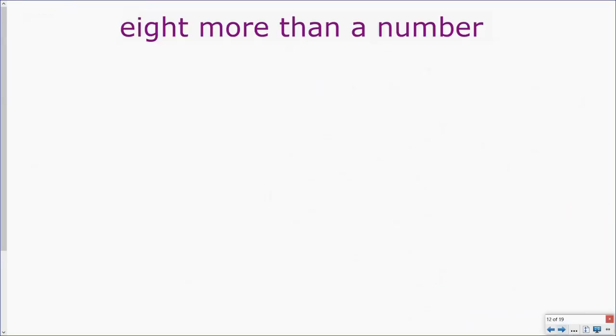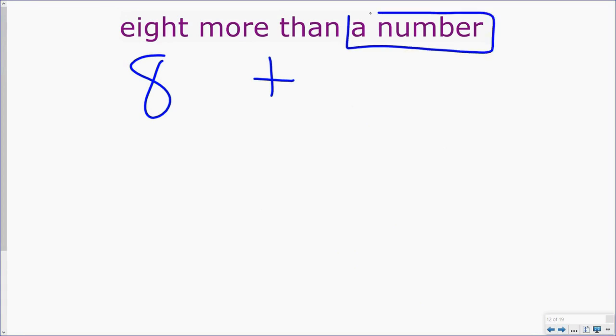So let's take a look at this statement. 8 more than a number. Well, I have 8 more than is addition, a number. Well, it could be any number. So this is my variable part. So my variable here, I'm just going to use n because number starts with n. So my expression to represent this would be 8 plus n.